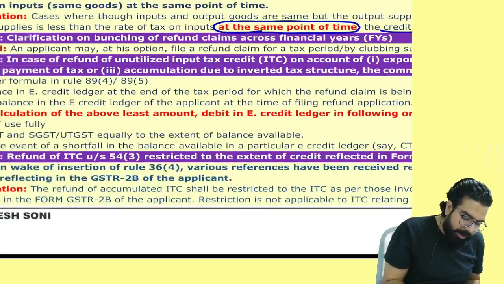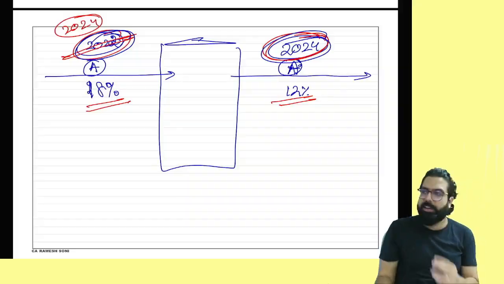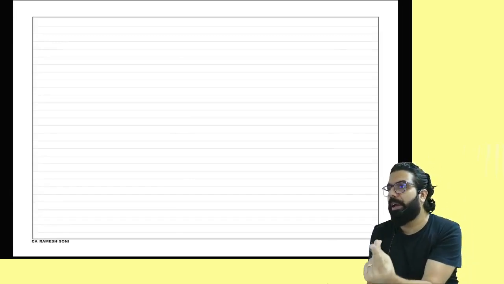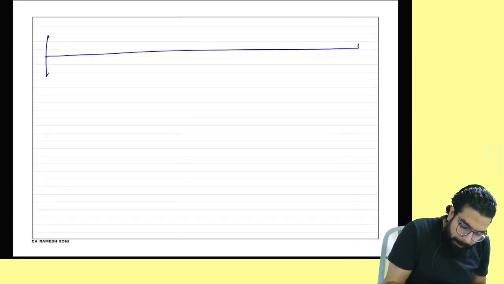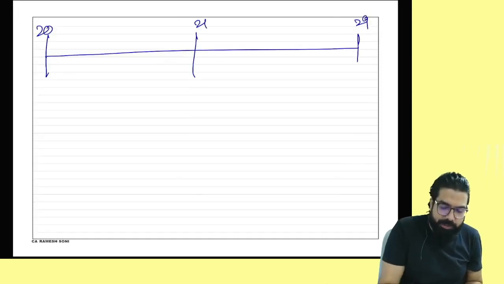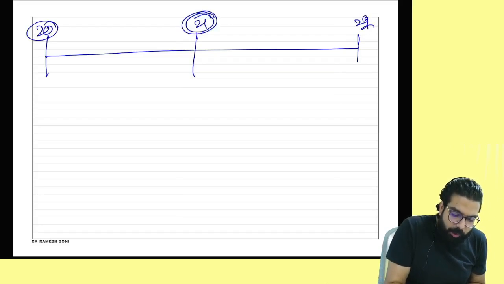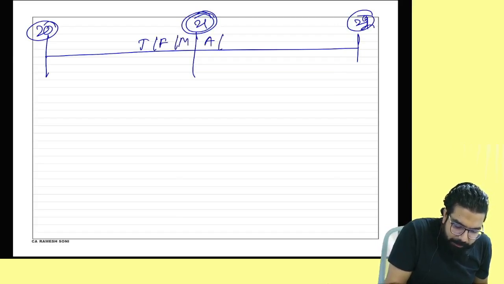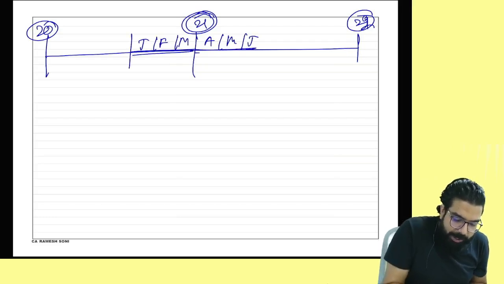Can I tell you the next clarification? For an example, I am going for a refund. This is the year 2021 and this is 21-22. Listen, this is January, February, March, April, May, June.